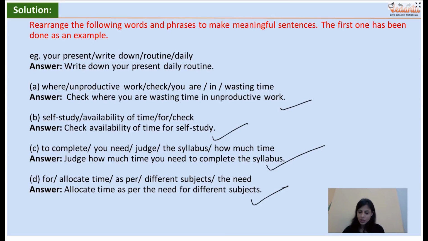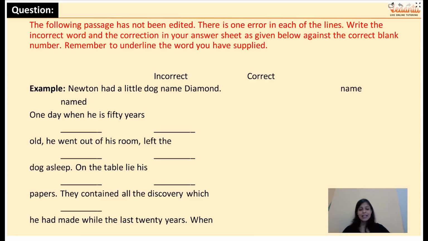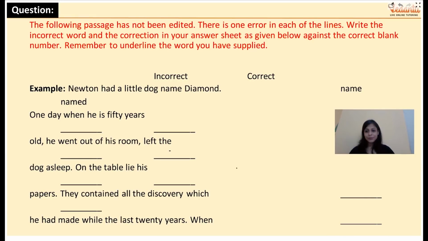So once you're done, what you can do is put a slight pencil mark or something like that, so that you ensure that okay, you've used these words. Okay, so on that note, let's proceed to the next question. Again, a passage that has not been edited. Let me see if we can correct it or find the mistakes.